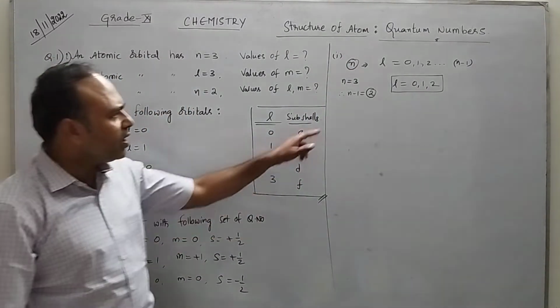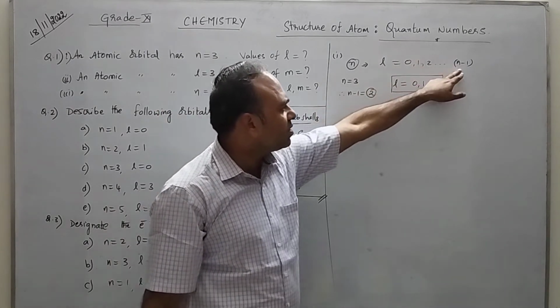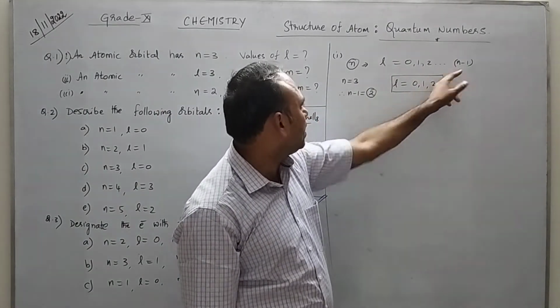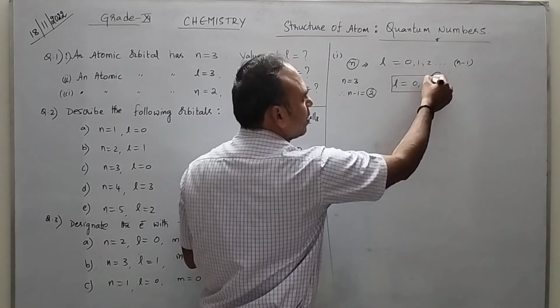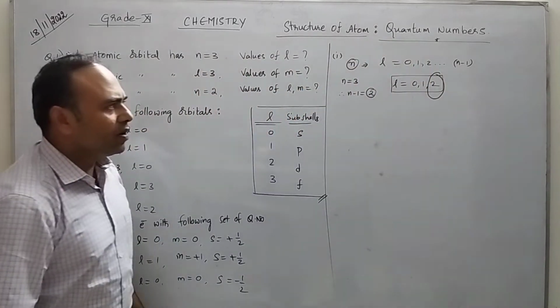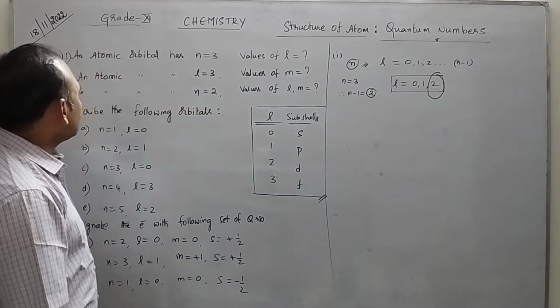Very simple. L value can be whole numbers, therefore 0, 1, 2, and the last number should always be n minus 1. Here what is n? 3. So what is n minus 1? 2. Hence the last azimuthal quantum number will be 2. So we write 0, 1 and 2. Apply the same for the next one.